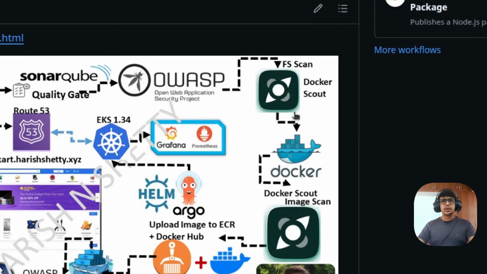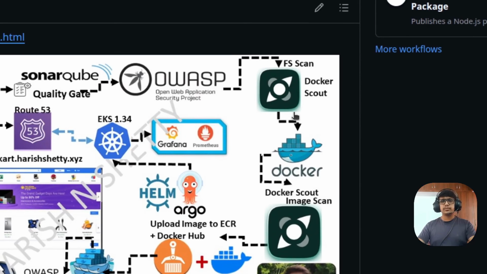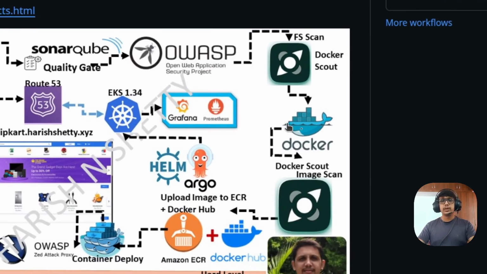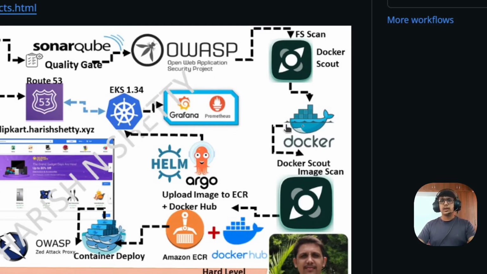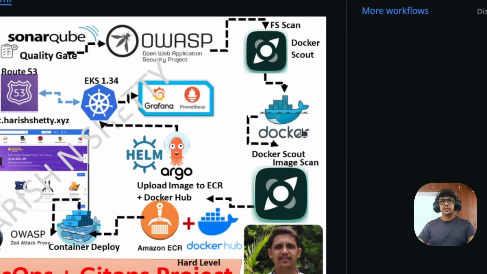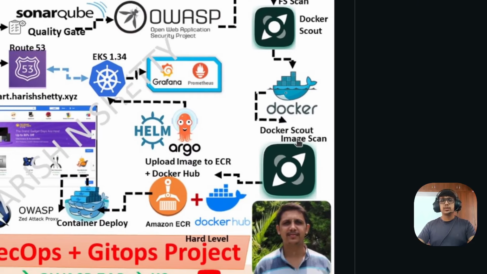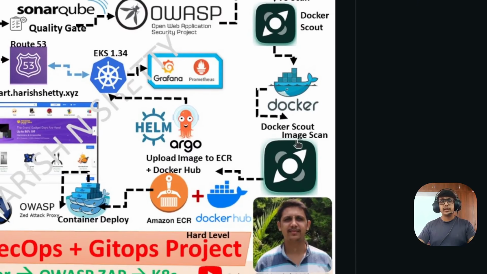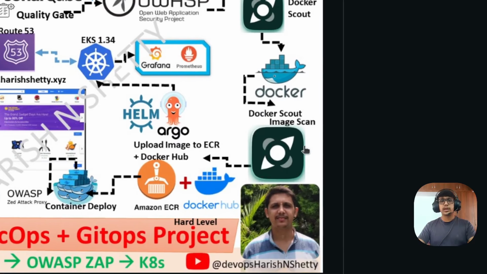Once the file system is scanned by Docker Scout, we are going to build the Docker image. Based on the build number we are going to build the Docker image, as well as the latest image. And once the image is built, it is going to be scanned via Docker Scout. Again we are using Docker Scout for the Docker image scanning.